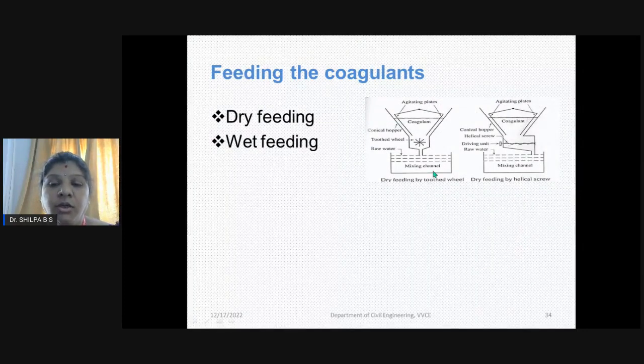The coagulants are fed either in the dry form or in the wet form. These are the toothed mechanism and the helical screw, the methods that are adopted if we want to go for dry feeding.